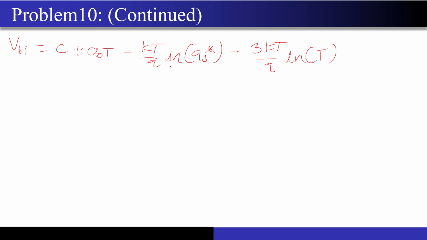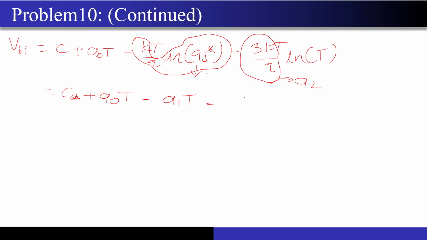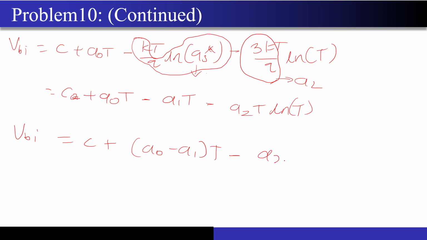Now this is again a constant, so I will represent this k by q into ln of A3 star by A1, and I will do the same thing here. This constant that you are seeing will be represented by A2, so A2 into T ln of T. Now let me just write it very quickly. This is C plus A0 minus A1 times T minus A2 times T into ln of T.